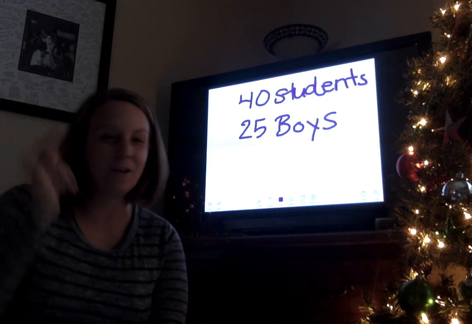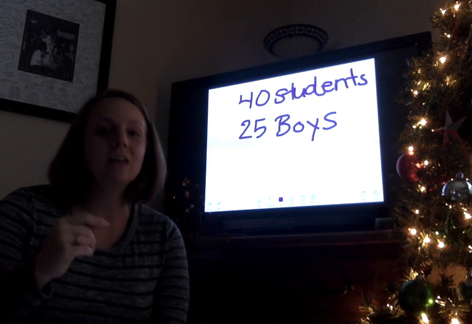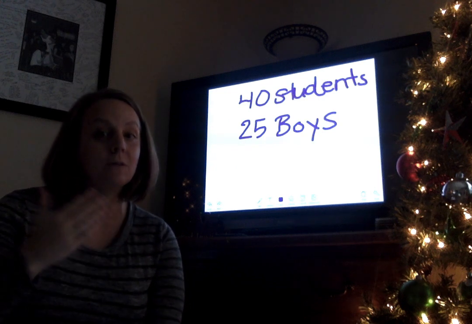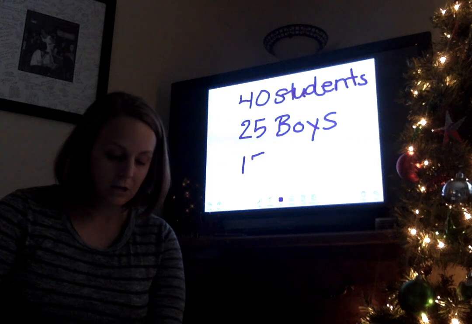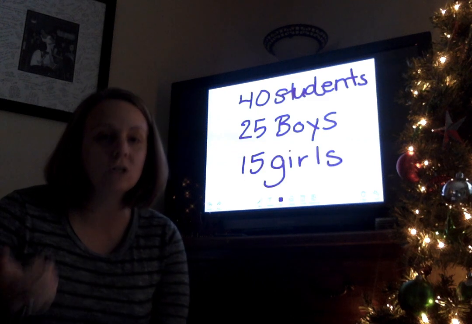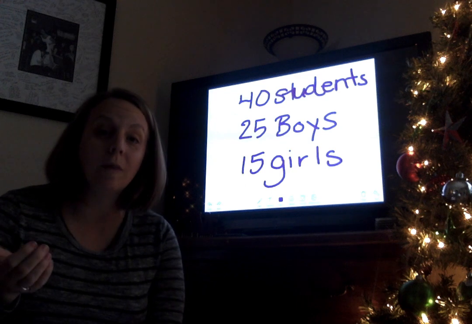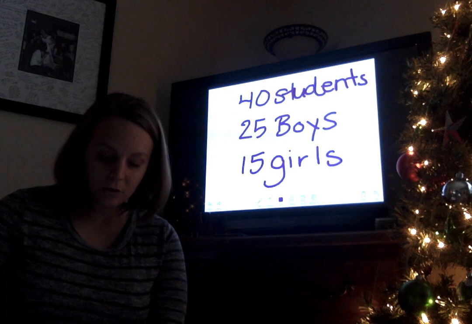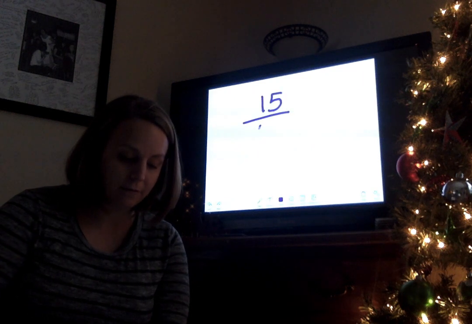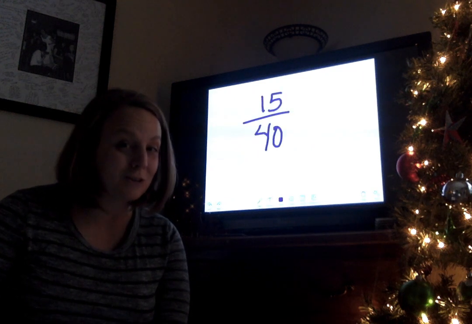So I know some of you have already done it quickly in your head. You're saying, well, if there's 40 total and 25 are boys, that means the rest are girls. That would mean 15 girls. So you've got that down. You've got 15 girls. But the question asks you for what fraction of the whole that is, and the whole is 40. So your fraction is actually going to be 15 out of 40. But make sure you simplify.